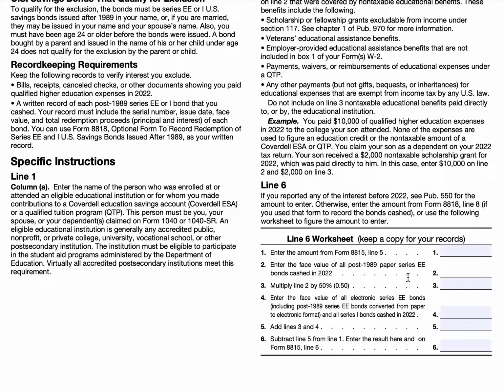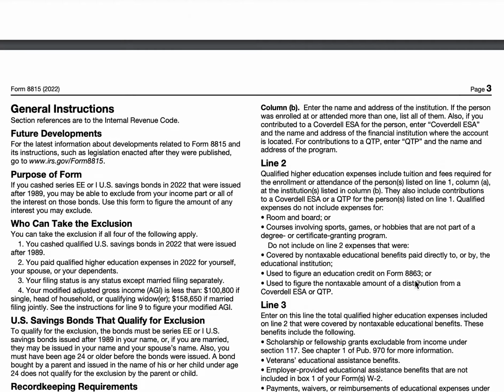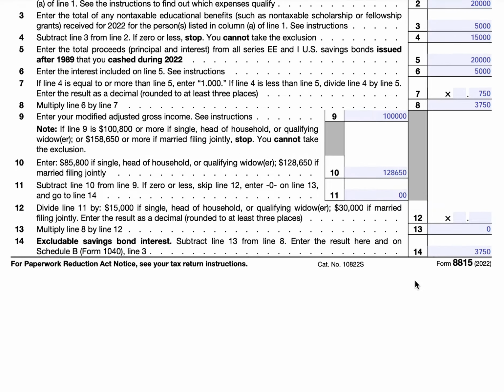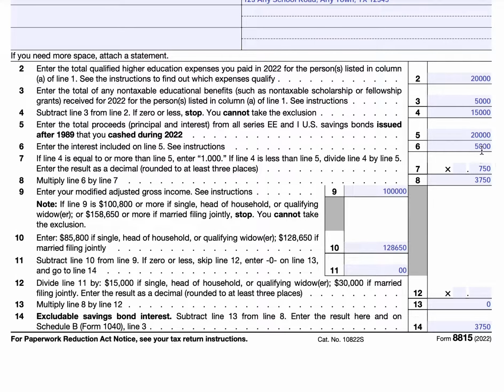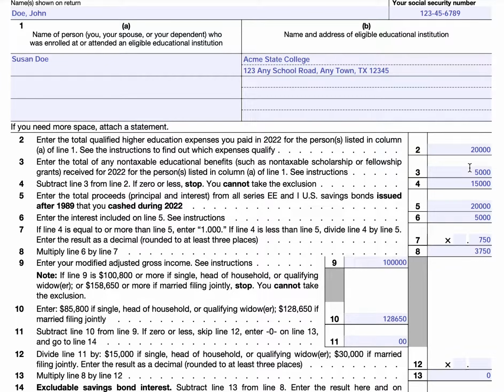So you walk through this line 6 worksheet, and it'll help you determine how much of the bonds were interest versus the principal. Or if you have a separate way of keeping track, you can use that as well. So again, that number, we calculated it offline. We just pulled up $5,000.